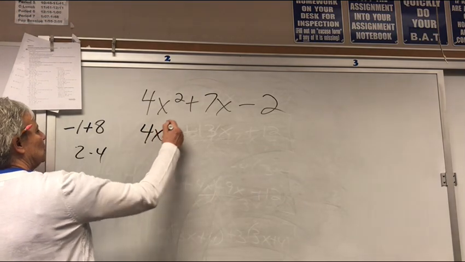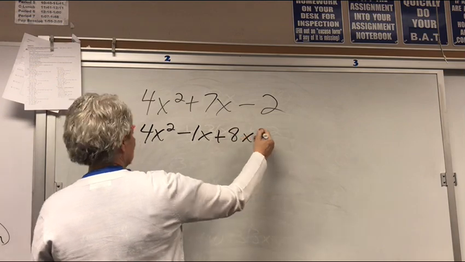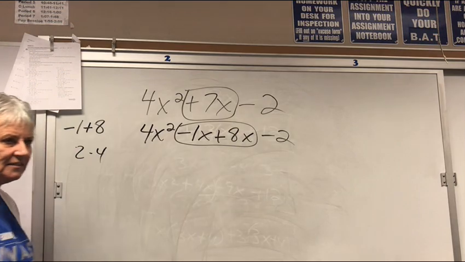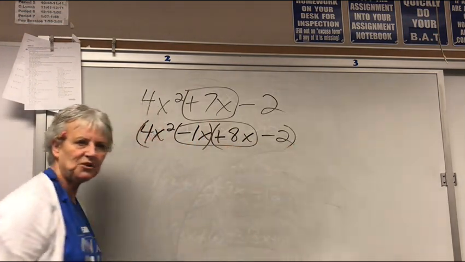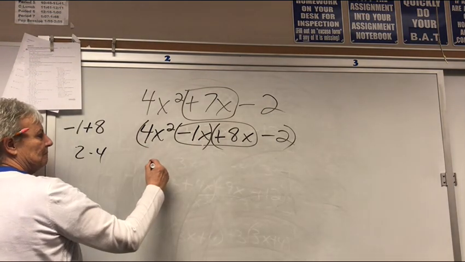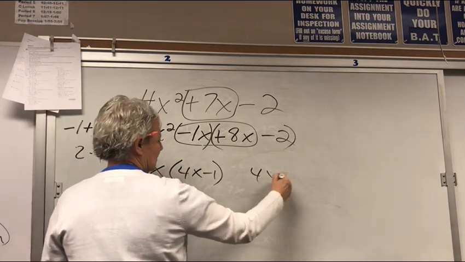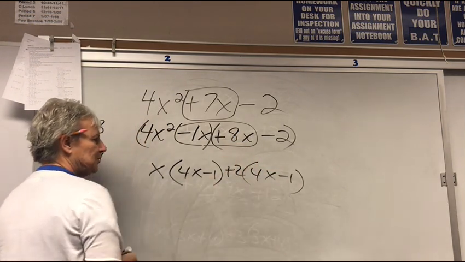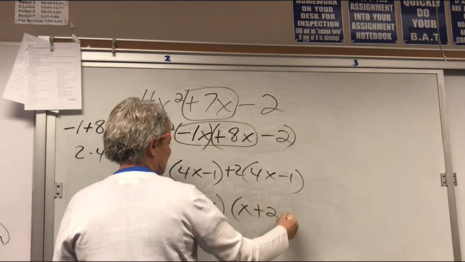4x squared minus 1x, positive 8x, minus 2. Notice this is equal to that. Now we do grouping. This is why I told you you had to know how to do grouping to continue. Greatest common factor, x. 4x minus 1, 4x minus 1. What do I need? Positive 2. 4x minus 1, x plus 2.